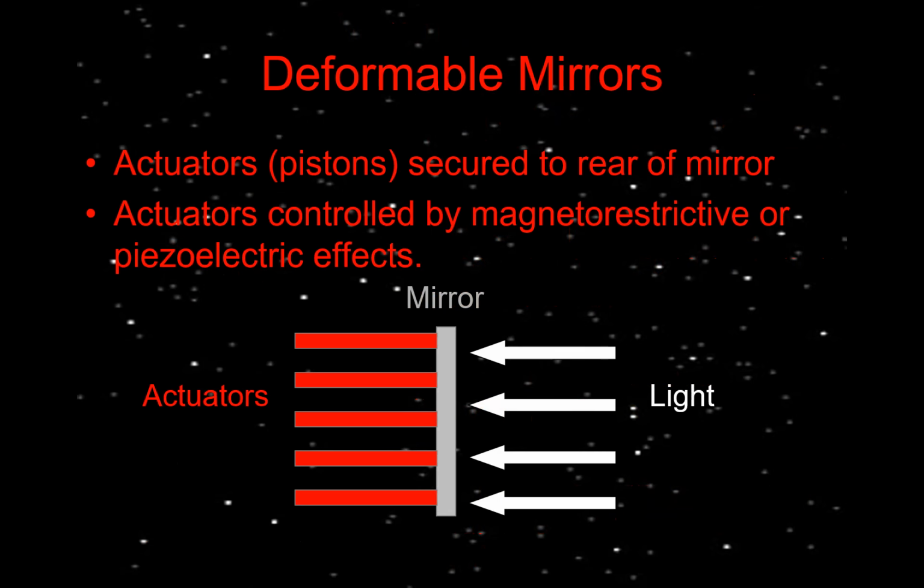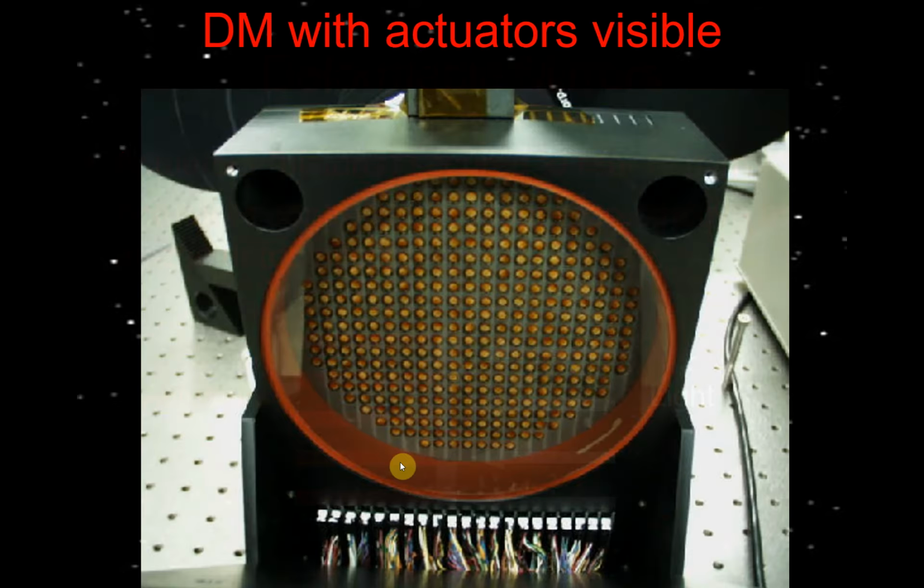So we actually have mirrors with lots of little pistons behind them. Light comes in, our image of our guide star, the star that we're creating with a laser, will then be used to see how much the light is distorted, and then we can distort the mirror to account for this effect using these little pistons. And here's what the back of such a mirror would look like.